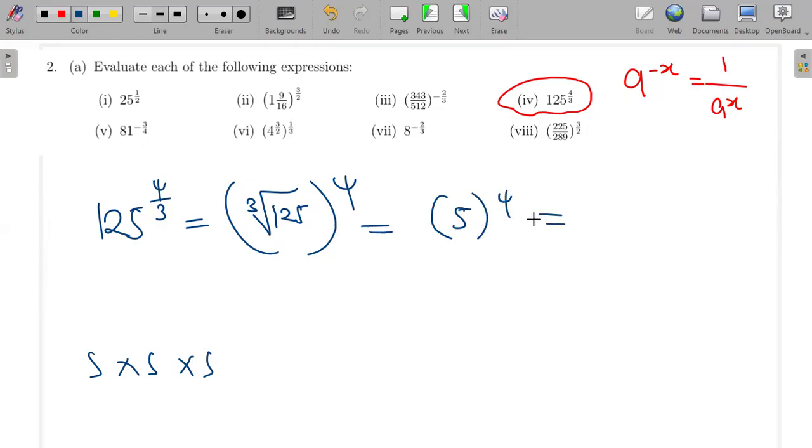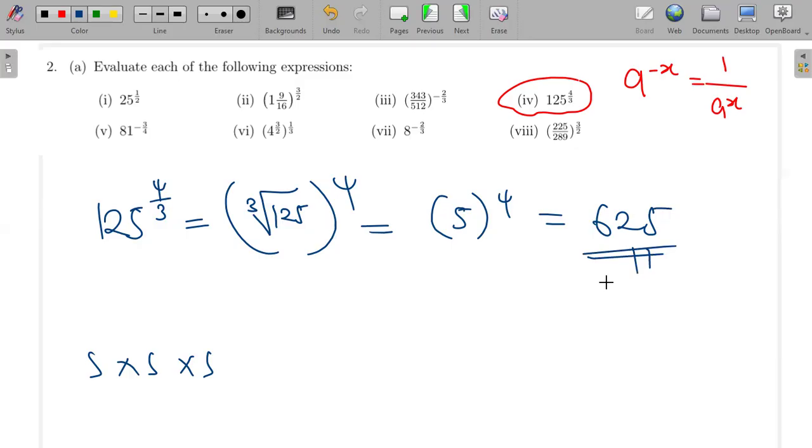So 5 to the power 4. It will be 5 times 5, which is 25. 25 times 5 is 125. And then 125 times 5 will give you 625. Okay, so that's our answer there.